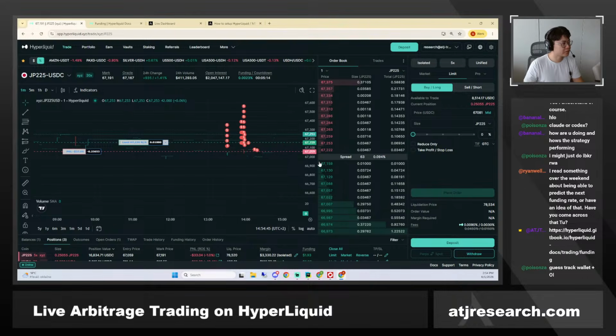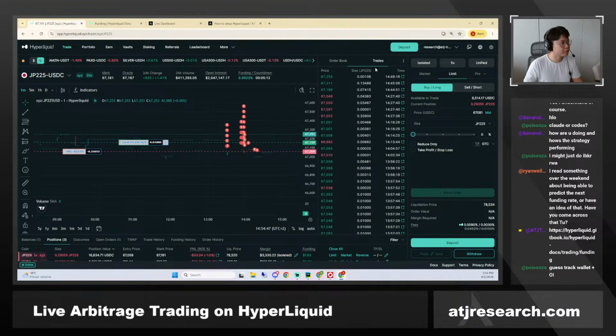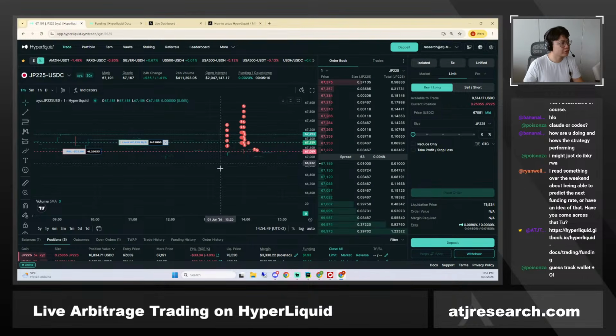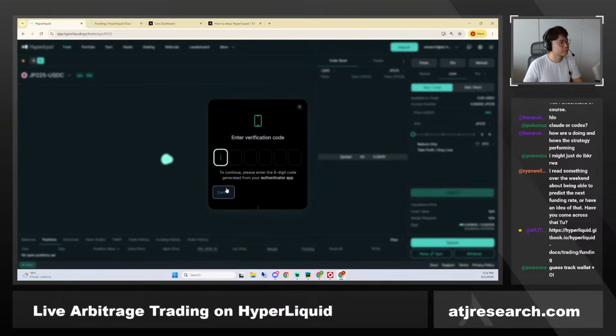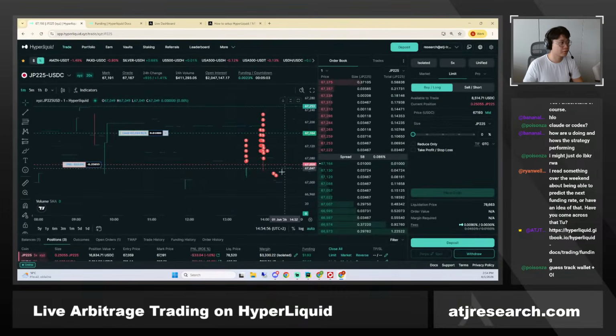So it's interesting. We're at the top of book for a very long time here, but no one wants to sell right now, which is fair.